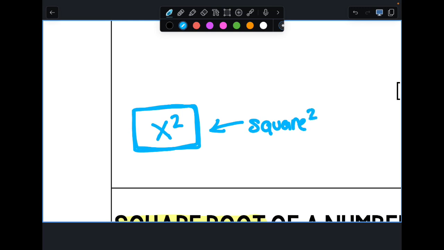Okay? Now, the opposite is right here in this area. What does it show? No. Right above it. Literally right above. Not the button above. X1. Everybody see that? Square root. It's your square root.